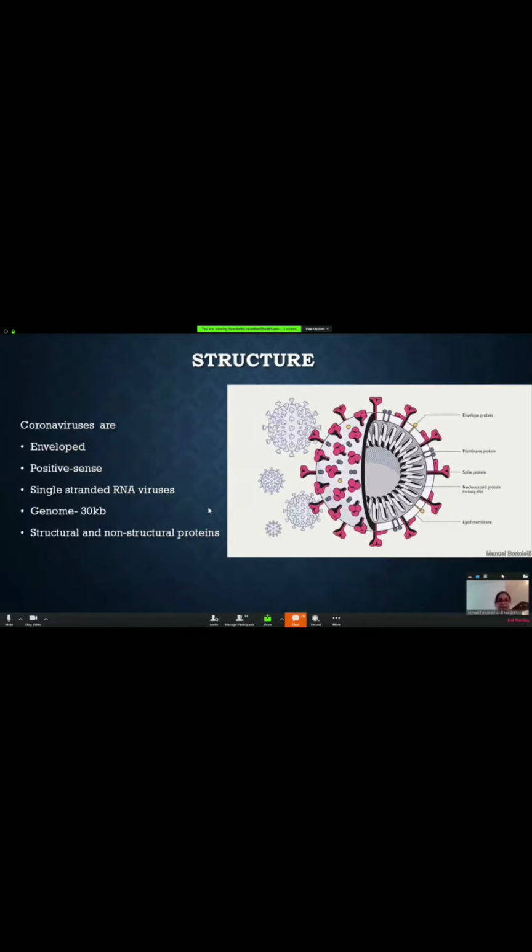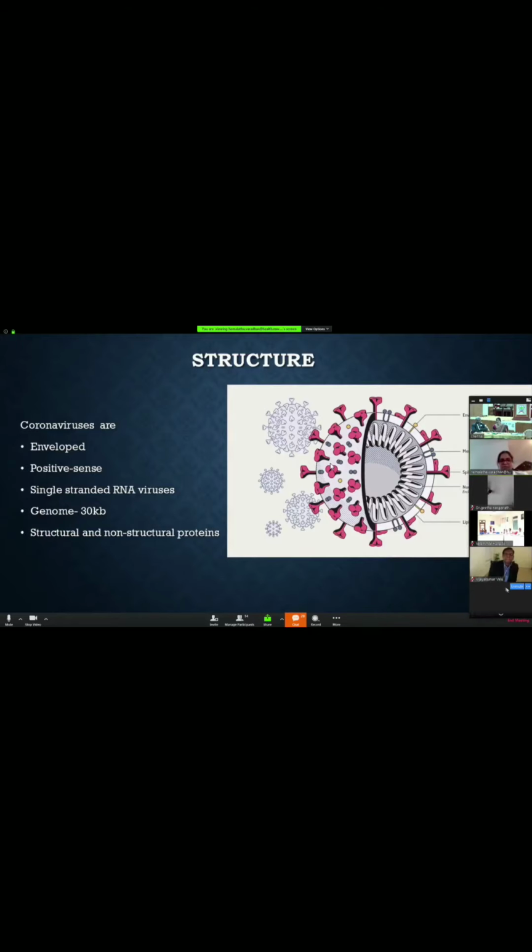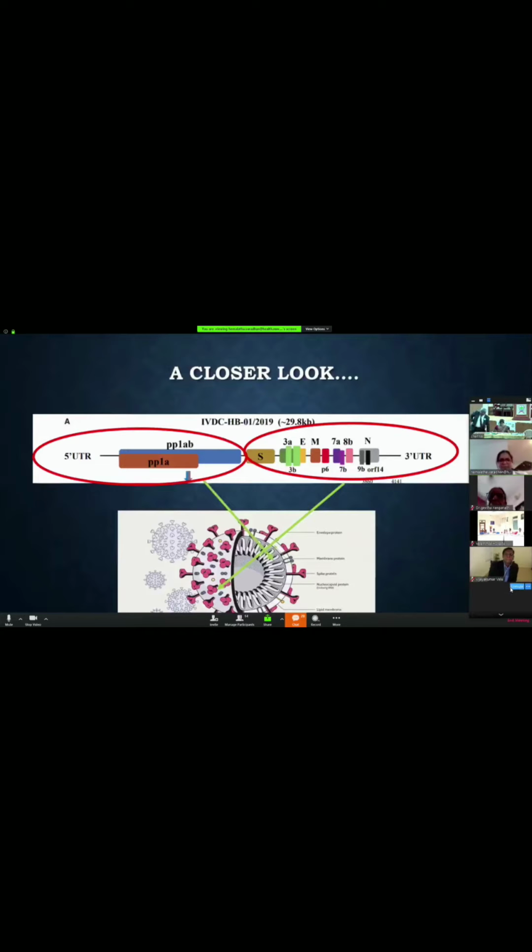outbreak. Okay, so coming to the genome, it's a very small genome, at least 100 times less than the human genome. And it's only 30 kilobases. Okay, and apart from that, they also have other structural as well as non-structural proteins present. Coming to a closer look, if you stretch the RNA genome into a single line, you will see that 70% of the genome codes for what is inside the virus, inside the core body of the virus, and the rest will code for the structure.